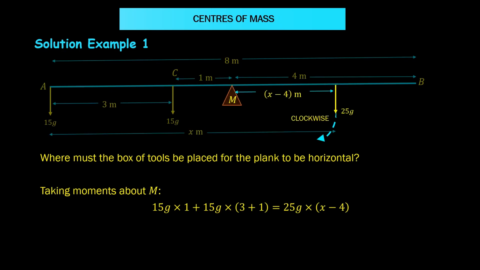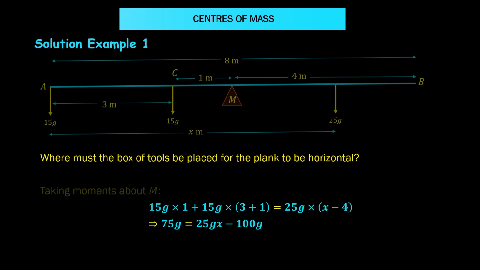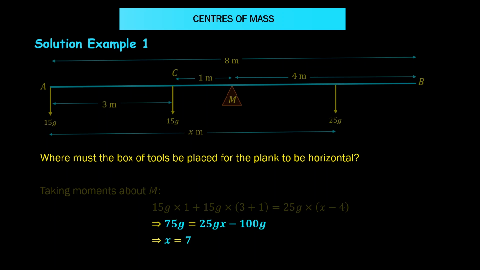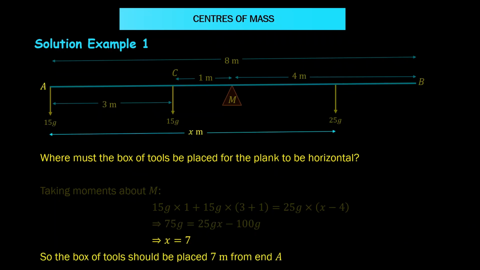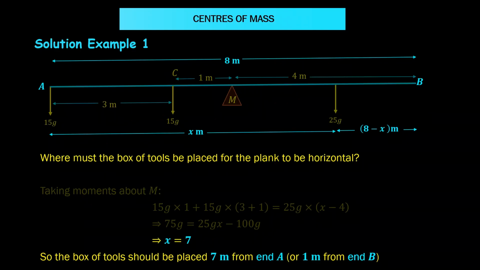And this equals 25 g times x minus 4. Tidying up gives us this equation, and solving for x then gives us x equals 7, as shown. So the box of tools should be placed 7 meters from end A, or 1 meter from end B.